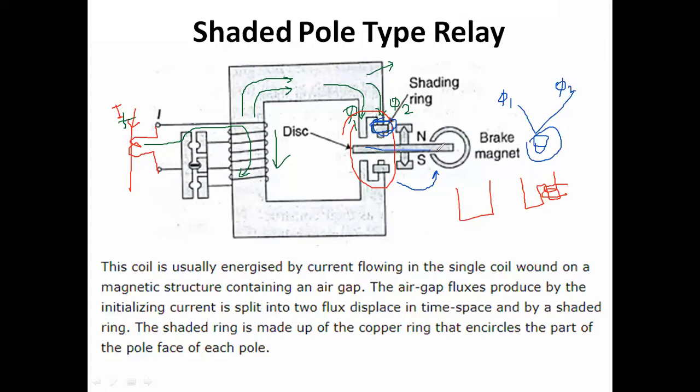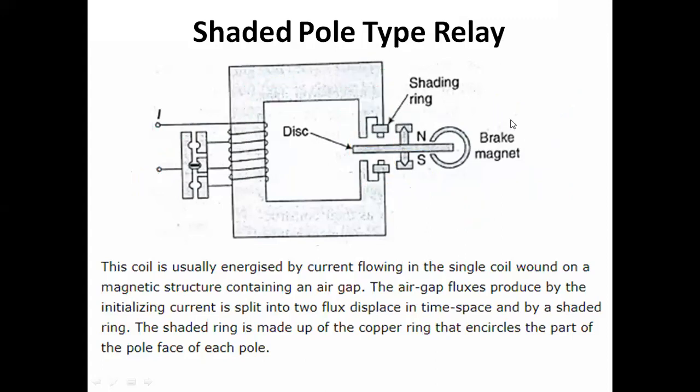So without the shading coil, we don't have any phase angle difference, so this induction disc will not rotate. I will explain it mathematically in my next slide. Okay, so this is the principle of the shaded pole type.